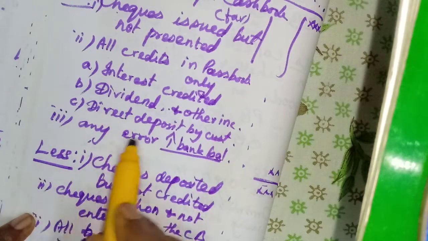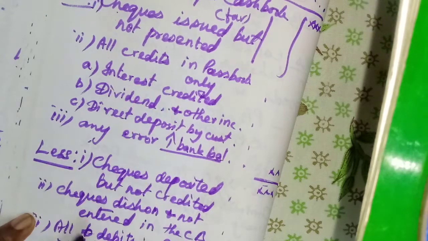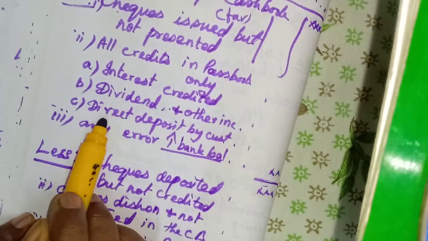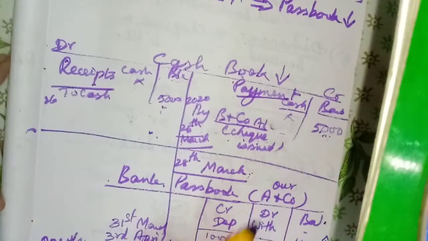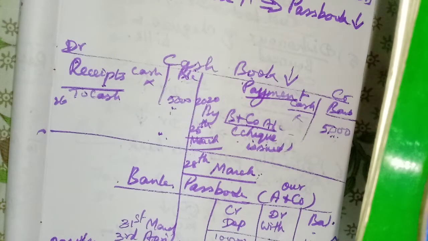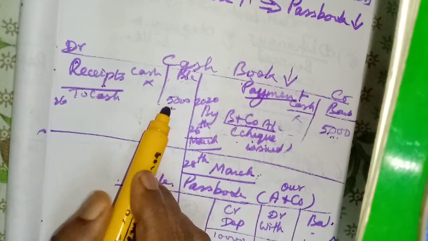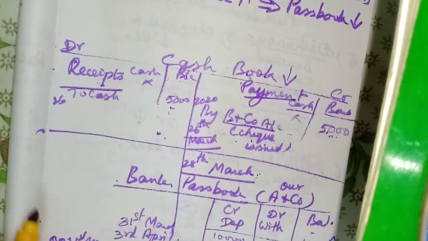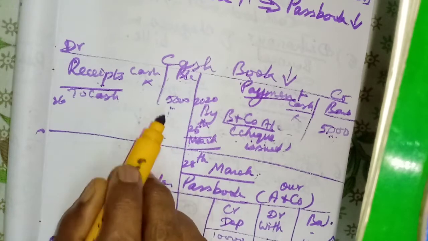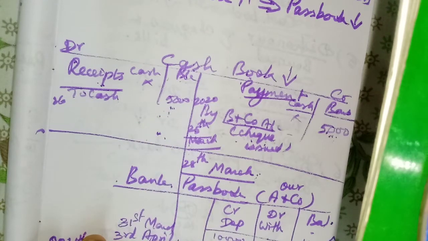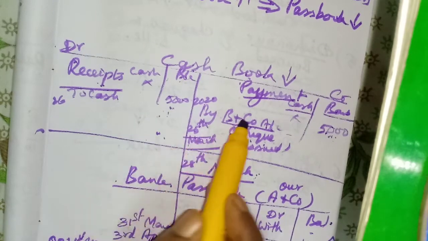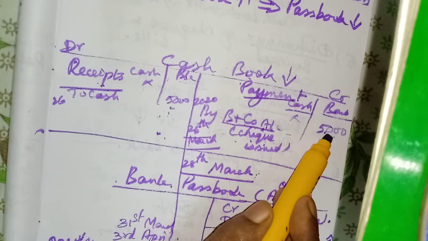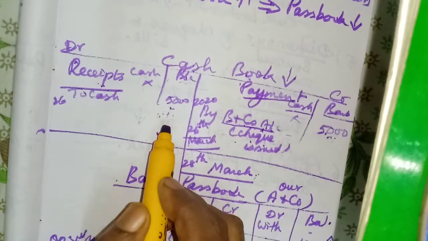All credit means what are these? All income, isn't it? Interest credited, dividend and other income, direct deposit by customer. All these we will enter in the cash book on the debit side, isn't it? Direct deposit means deposit, so we will write it on the receipt side. Whether we have written this on the debit side, we have not written, isn't it? In the cash book we have not written. That is why the balance is getting reduced.